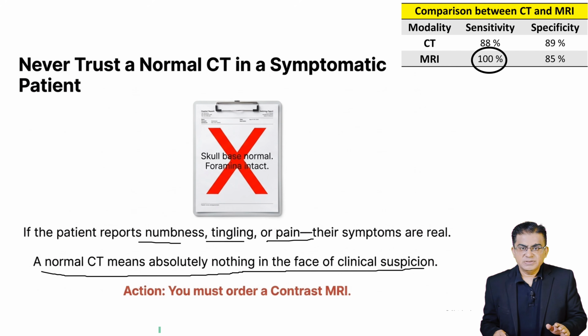If you have clinical suspicion, numbness, tingling, pain, a normal CT scan means absolutely nothing. You must order a contrast MRI. As this table proves, it is the only way to be 100% sure you are not leaving cancer behind. I hope you understand the evidence behind why we choose MRI to detect perineural invasion. So explain this in exams to your examiner.